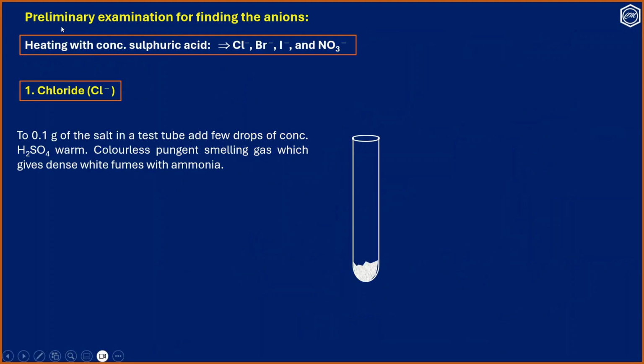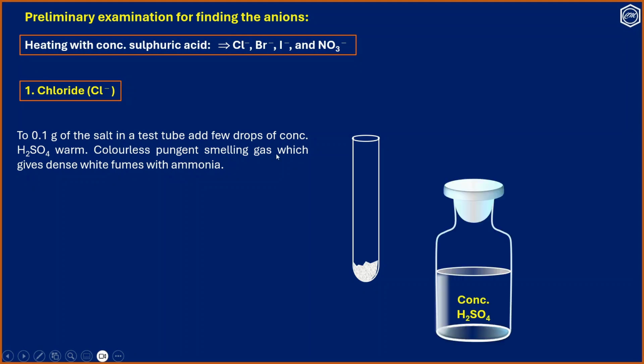Next, we shall consider the preliminary test for another set of 4 anions, and these are chloride, bromide, iodide and nitrate. Here we use concentrated sulfuric acid. First, take chloride. To about 0.1 gram of the salt in a test tube, add a few drops of concentrated sulfuric acid and warm. Colorless pungent smelling gas which gives dense white fumes with ammonia is produced.